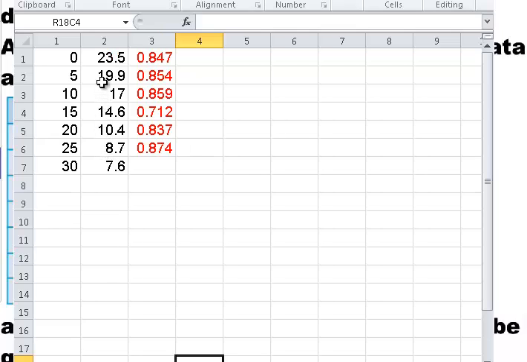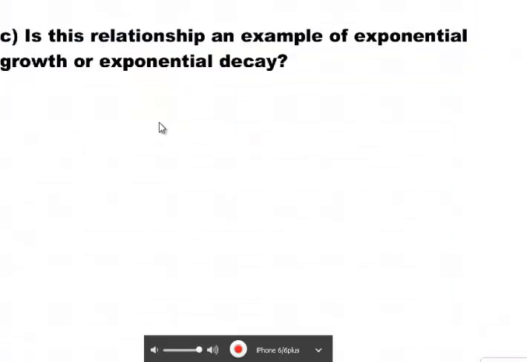To find the ratio, I'm going to divide 19.9 by 23.5, and the answer is 0.847. Then 17 divided by 19.9 gives you 0.854, and so forth. And you can see these numbers, although they are not exactly equal, are almost the same values. This tells us that if we try to fit an exponential relation to this set of data, we get a good representation.